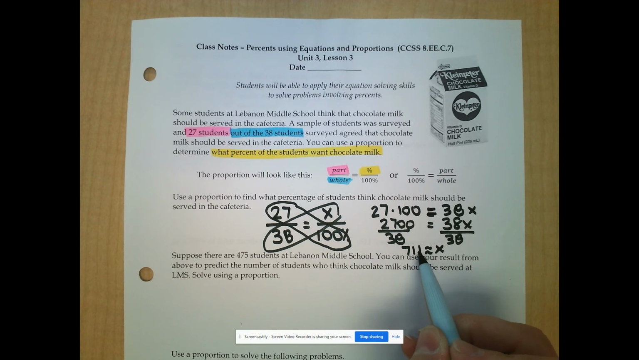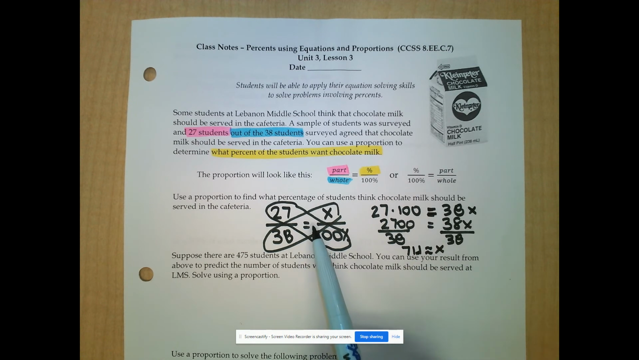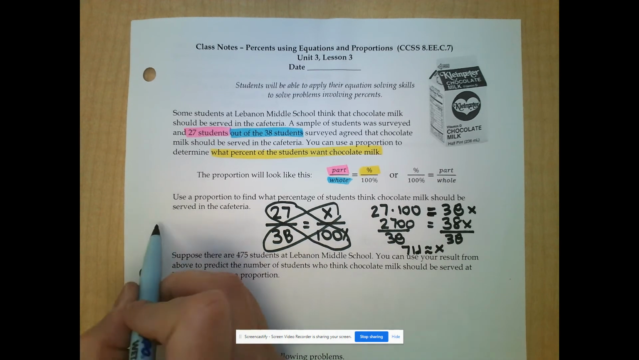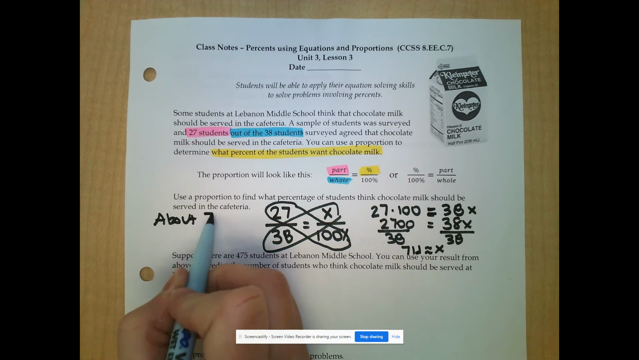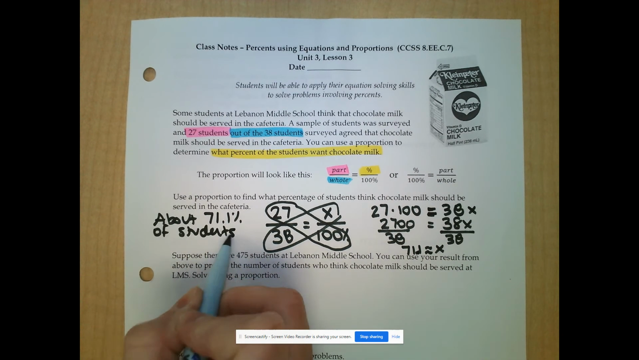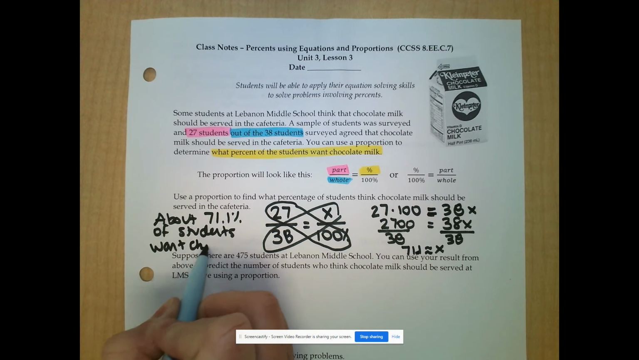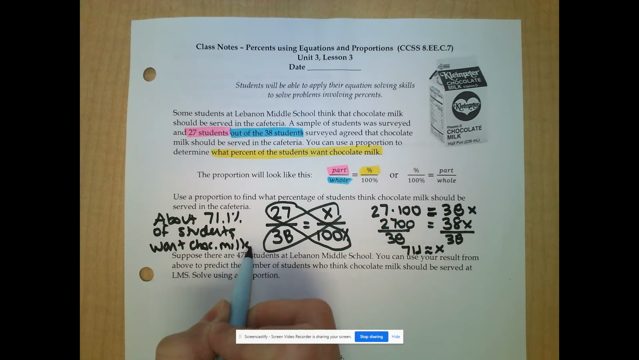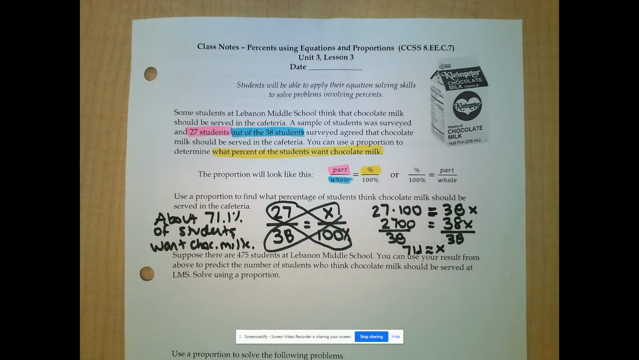is approximately x, and we'd say, oh, what were we solving for? We were solving for a percent. So we would say about 71.1% of students want chocolate milk. And because it was a word problem, we would want to have words in our answers.